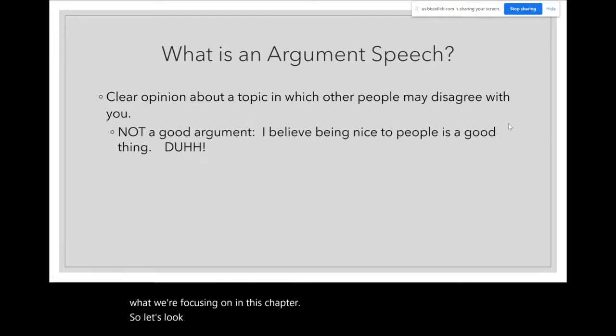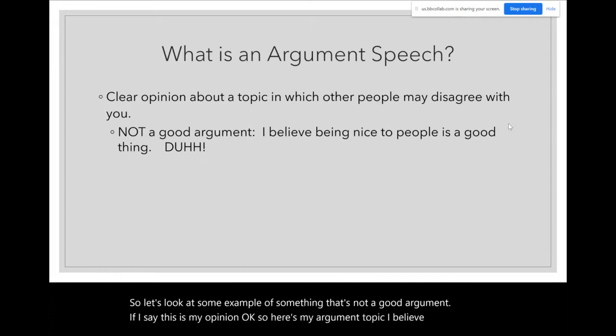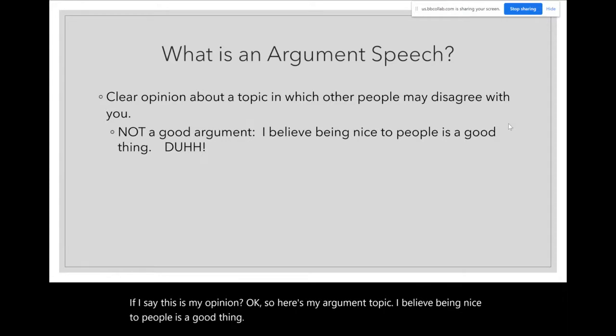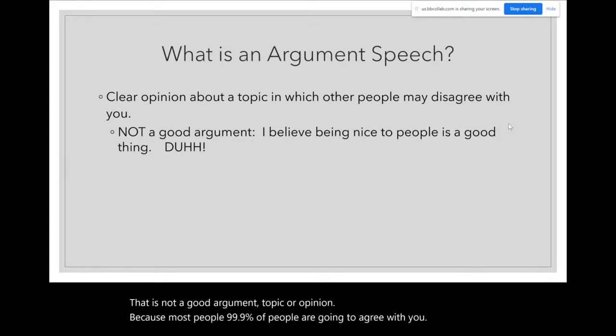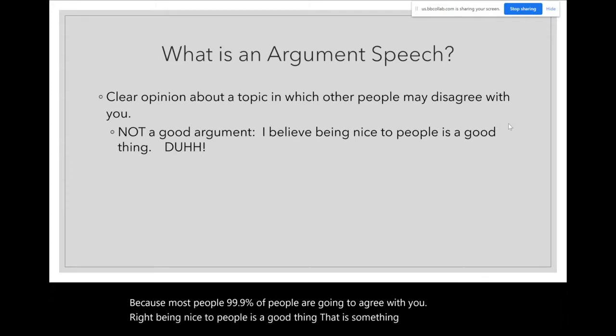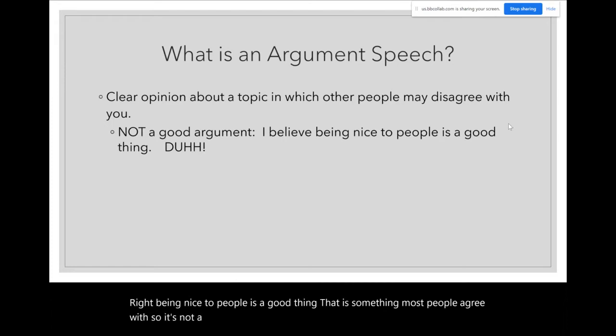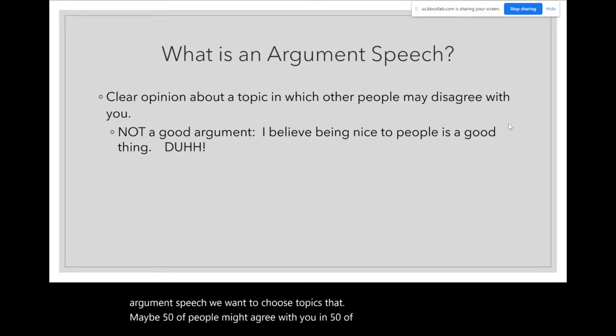So let's look at an example of something that's not a good argument. If I say, well, this is my opinion, okay? So here's my argument topic. I believe being nice to people is a good thing. That is not a good argument topic or opinion, because most people, 99.9% of people, are going to agree with you, right? Being nice to people is a good thing. That is something most people agree with. So it's not a topic that we want to use in an argument speech. Okay? So in an argument speech, we want to choose topics that maybe 50% of people might agree with you and 50% of people may disagree with you.